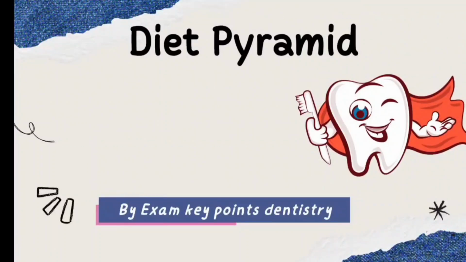Today we are going to learn a very important topic in pediatric dentistry, the diet pyramid. So before we start, let me ask you a question. Why do some children get dental caries again and again even after the treatment? Yes, one of the biggest reasons is poor dietary habit. So in this video we will understand the diet pyramid, its layers, dental importance and how it helps in preventing dental caries. So let's see.